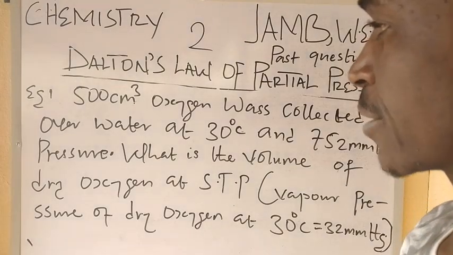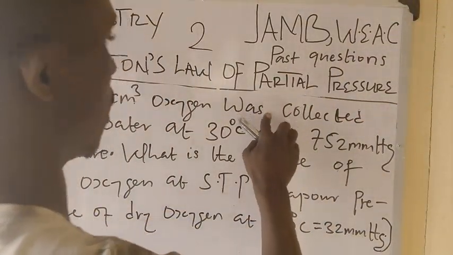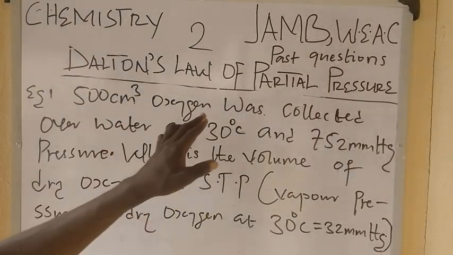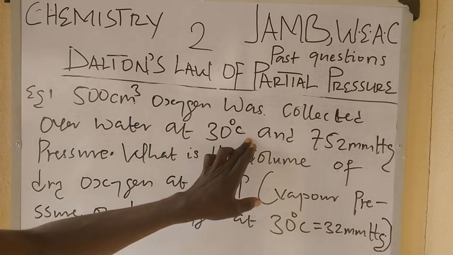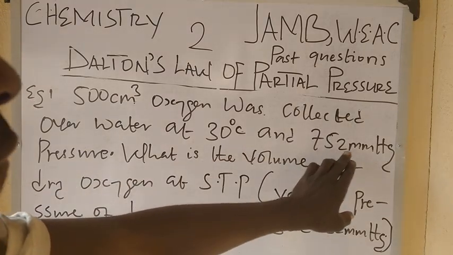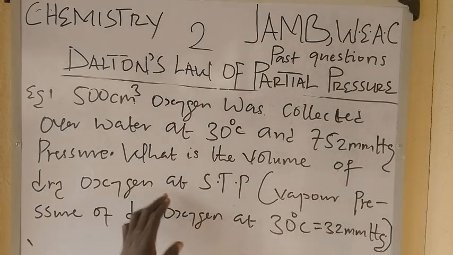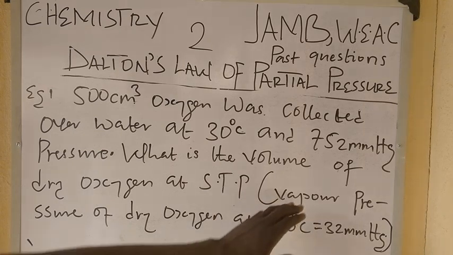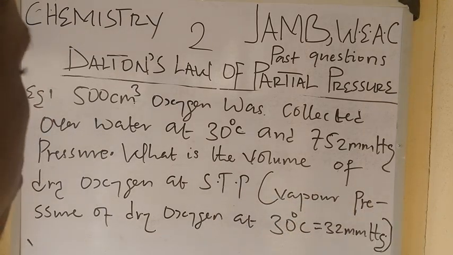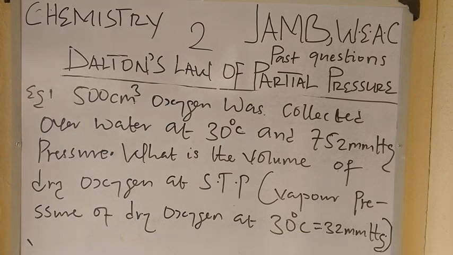So this question says that when 500 cm³ of oxygen was collected over water at 30 degrees Celsius and 752 millimeter mercury pressure, what is the volume of dry oxygen at STP, that is standard temperature and pressure? Then in bracket, vapor pressure of water at 30 degrees Celsius is 32 millimeter mercury.